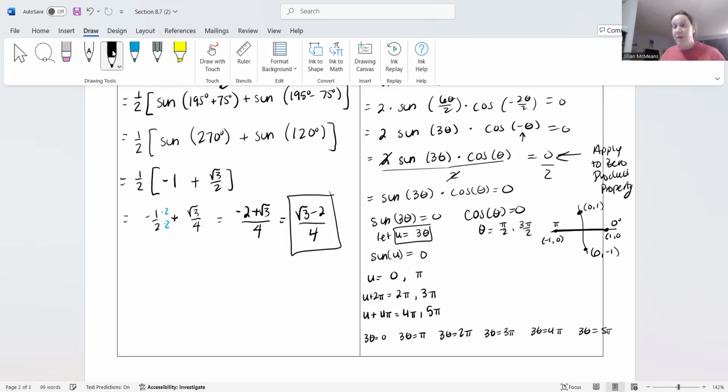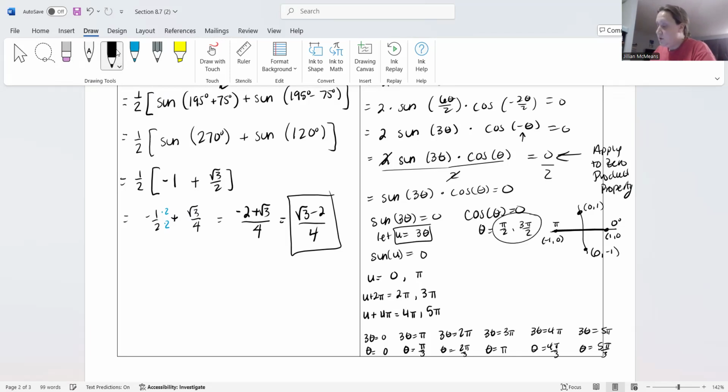Okay, now we have to solve all of these for theta, which means for all of these we need to divide by 3. So I get theta equals 0 divided by 3 is just 0. Theta equals pi over 3. Theta equals 2 pi over 3. Theta equals 3 pi over 3, which is really just going to simplify to pi. And then we get theta equals 4 pi over 3. And finally, theta equals 5 pi over 3. If you double check, all of these are going to be less than 2 pi.